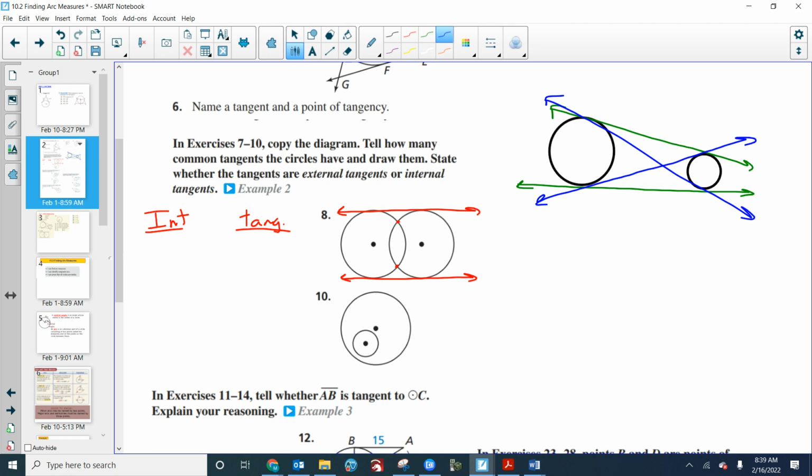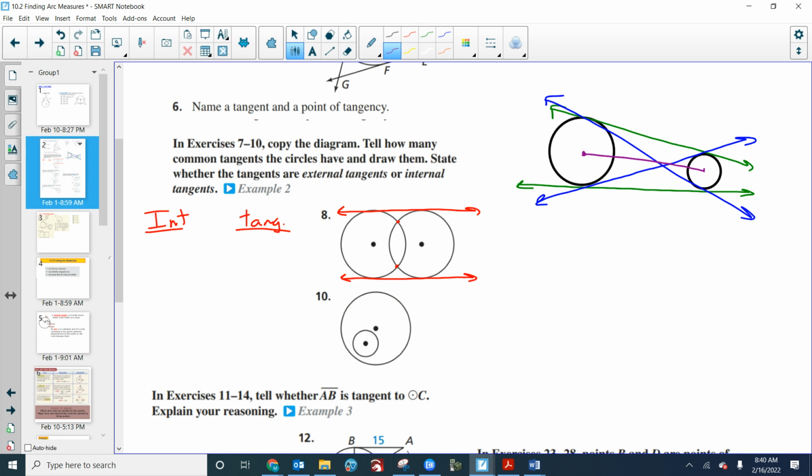Okay? So a quick little rule, if you want to get real technical about it. If you were to draw a line connecting their centers, anything that crosses through that line would be called an internal tangent. You see how the blue lines cross through that purple line? Internal tangents. Don't cross through it, external tangents.